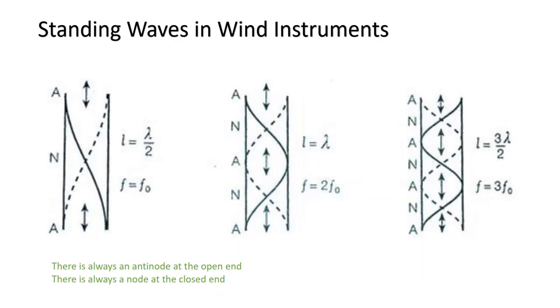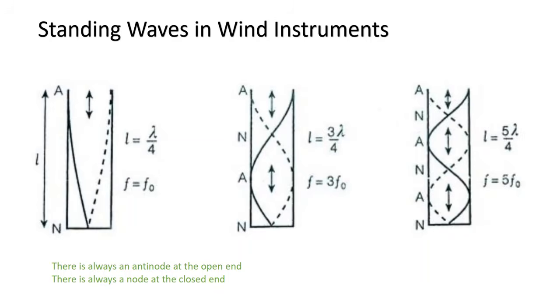So in open-ended ones, there is no node at the open ends. Both ends will have an antinode. And when it comes to closed-ended instruments, always remember, even when you say closed end, you mean one of the ends is closed. There is always an antinode at the open end and a node at the closed end. And you can work out from here what will be the length equal to, what will be the wavelength compared to the length of the wind instrument.